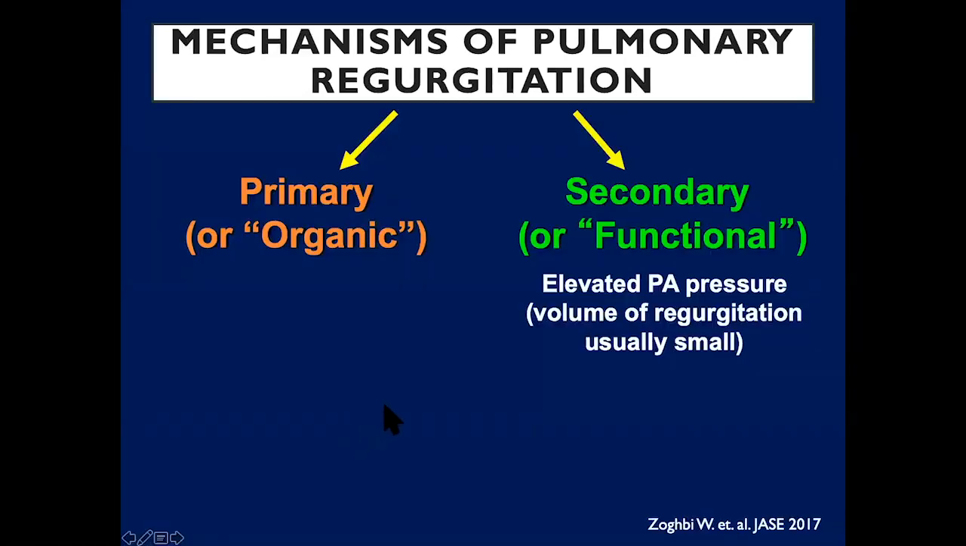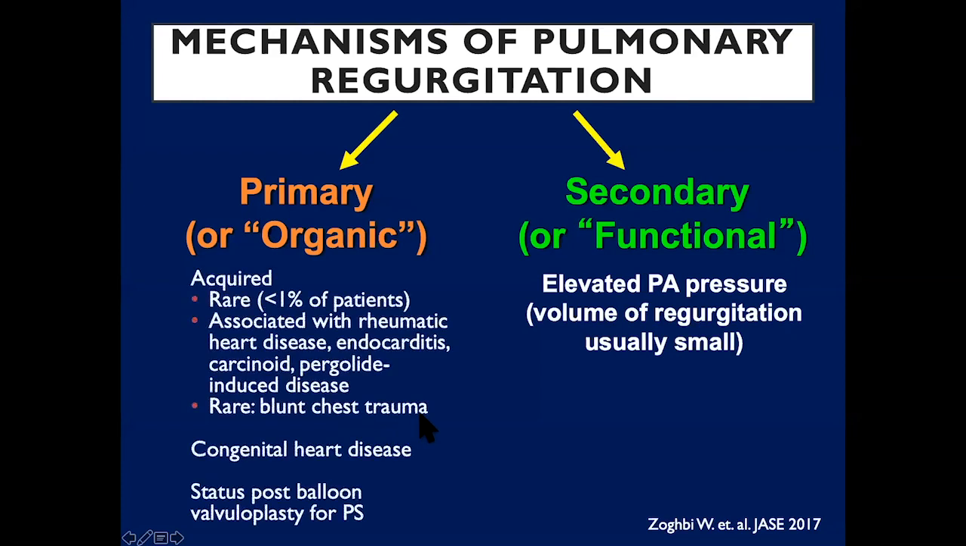Remember, the mechanisms of pulmonary regurgitation can be primary or organic. Some of the primary causes of pulmonary regurgitation that you will see in clinical practice are associated with congenital heart disease, such as tetralogy of Fallot, and maybe status post balloon valvuloplasty for pulmonary stenosis. Rarely you can see pulmonary regurgitation associated with rheumatic heart disease, endocarditis, carcinoid, and blunt chest trauma. And then there are also secondary causes or functional pulmonary regurgitation.